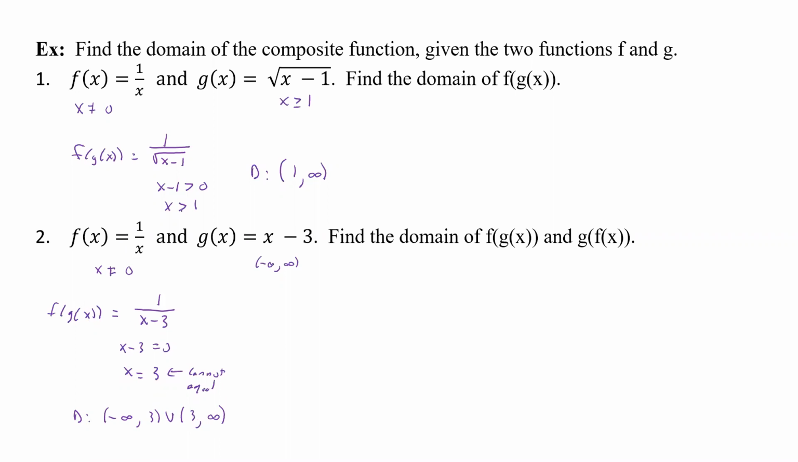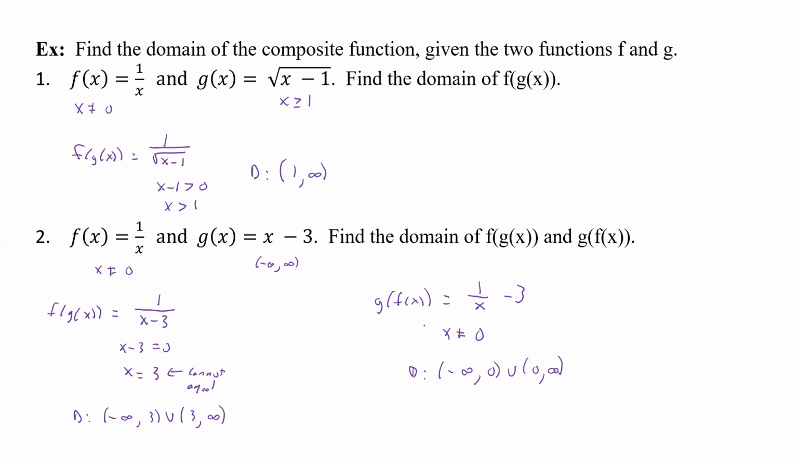Now what about going the other direction, doing g of f of x? Well, now we're going to plug f of x into here, so that's going to give us 1 over x minus 3. Here, the only restriction we have is x cannot equal 0, because if it equals 0, then we're dividing by 0. And so here our domain is going to be from negative infinity to 0, union 0 to positive infinity.